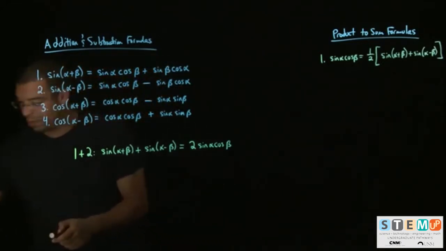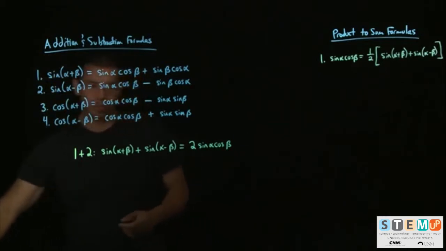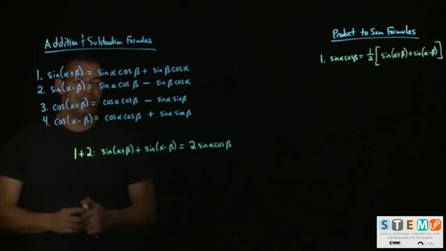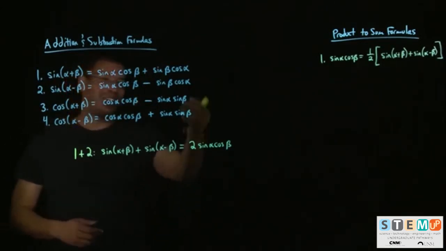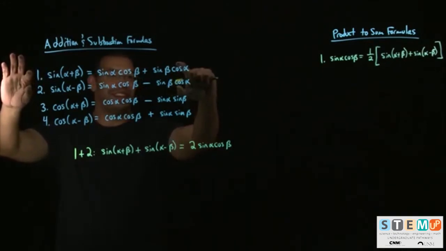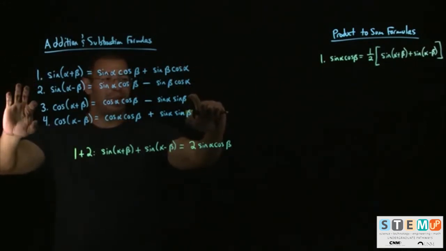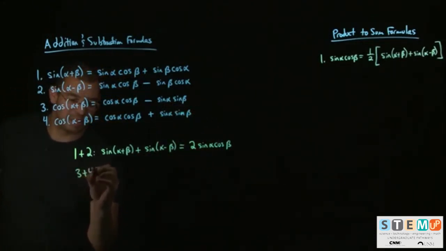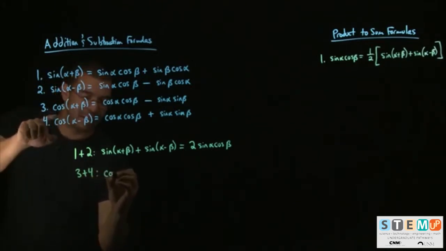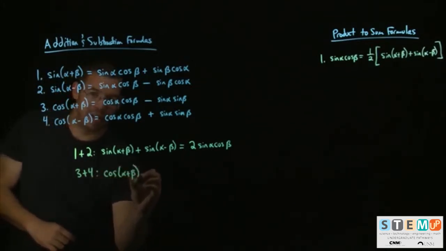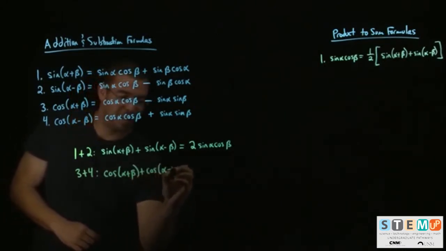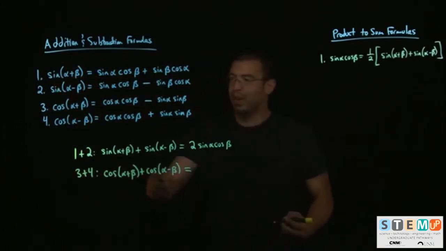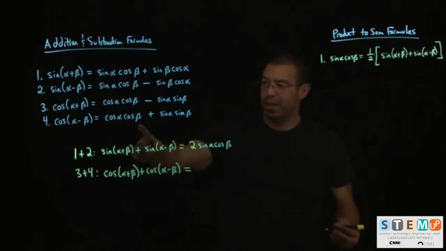And now we're just going to do the same thing, or something similar to the same thing. What if we add, let's see if you can find what I'm doing, right? We're looking here. If I add 1 and 2, I see that these guys cancel, right? If I add 3 and 4, then these 2 are going to cancel. So if I add 3 plus 4, I have cosine of alpha plus beta plus the cosine alpha minus beta on the left-hand side of the equation. On the right-hand side, I'm going to have cosine of alpha cosine beta plus the same thing.